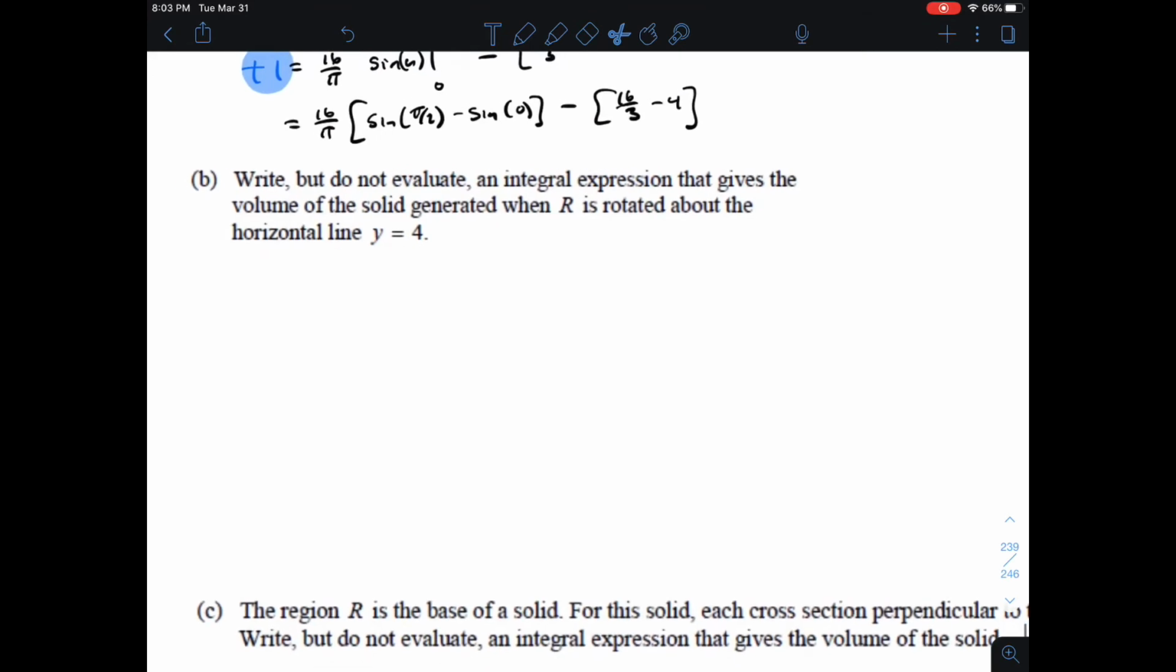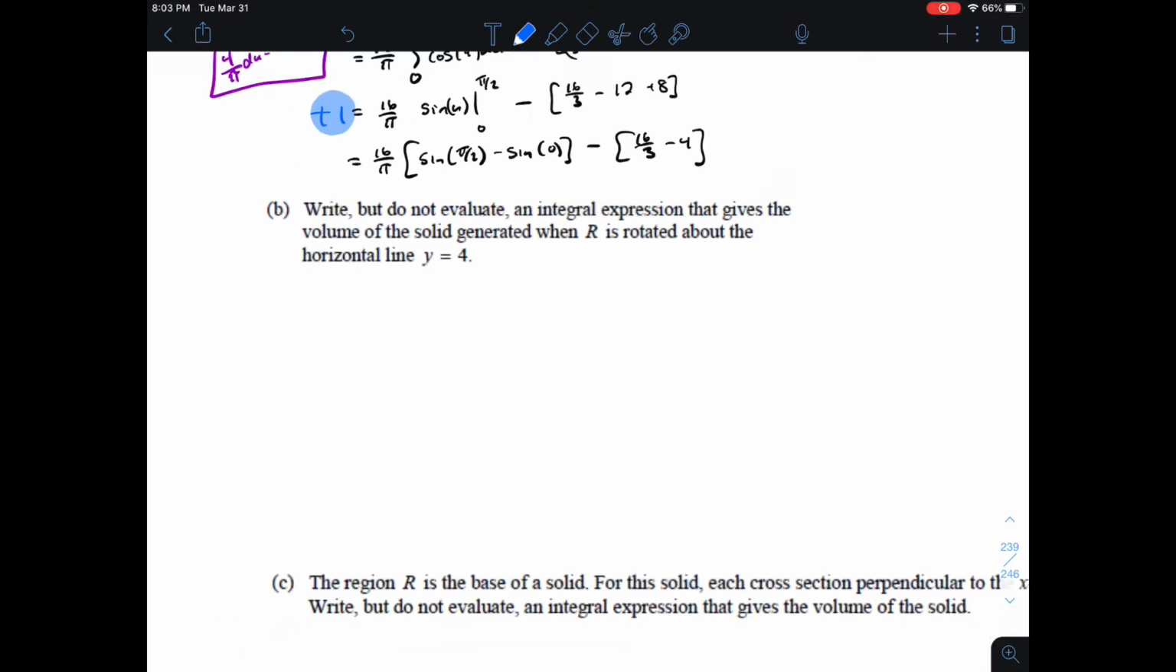B, write but do not evaluate. We like those because that means not a lot of work. An integral expression that gives the volume of a solid generated by rotating about the horizontal line y equals 4.